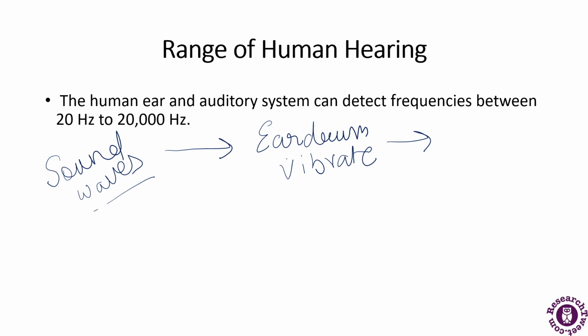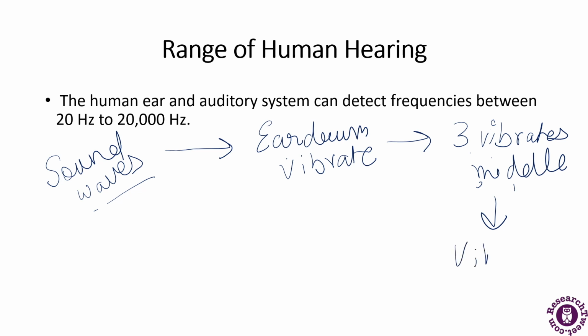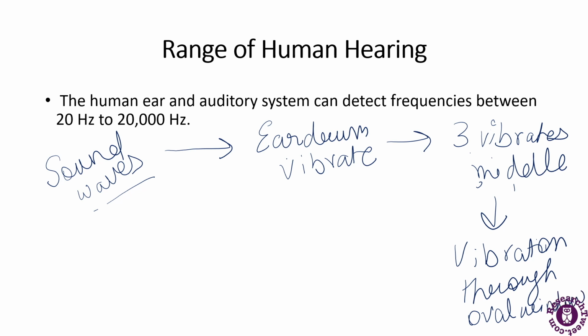Next, the three bones in the middle ear vibrate. We have already studied the three bones here. Now the vibration reaches the inner ear through the oval window.